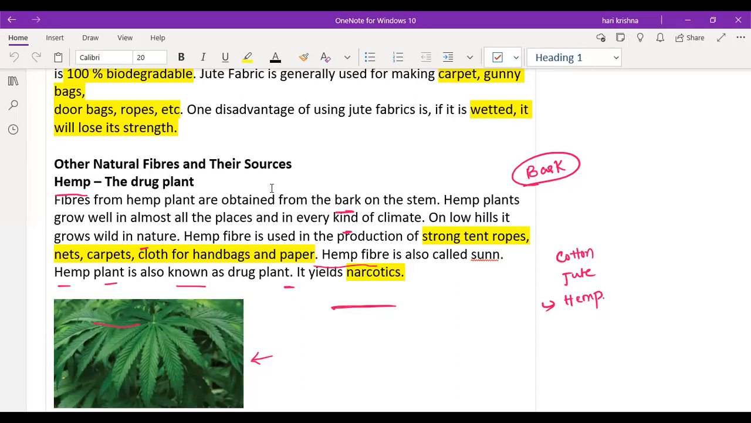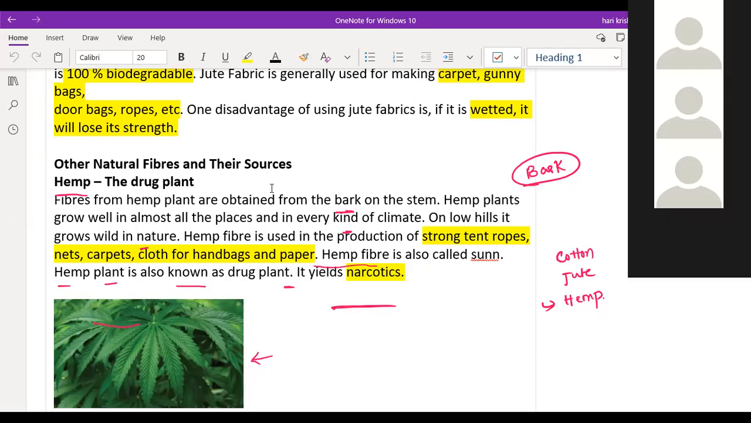What is the bark? They're like the outer covering of the stem. Like, for example, for trees, they'll have some kind of brown color thing around the wood. So the outer part of the stem is called bark. Okay, so hemp fiber we get from the bark of the stem.